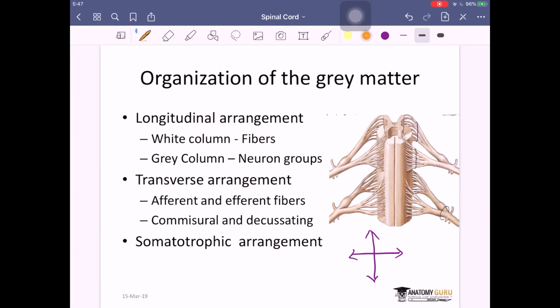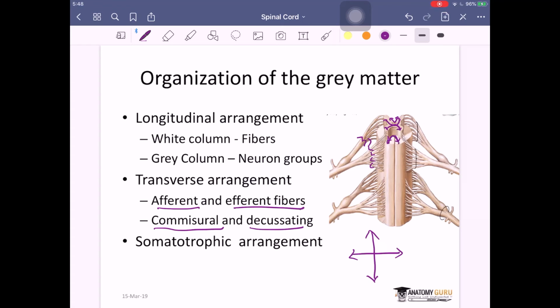Apart from these fibers which are transversely arranged, you also have the commissures. If you remember, that's your anterior white commissure, and this one is your anterior gray commissure. Same thing, you will have a posterior gray commissure and a posterior white commissure. So these commissures are also running transversely. There are afferent and efferent fibers running transversely, and there are commissures running transversely.